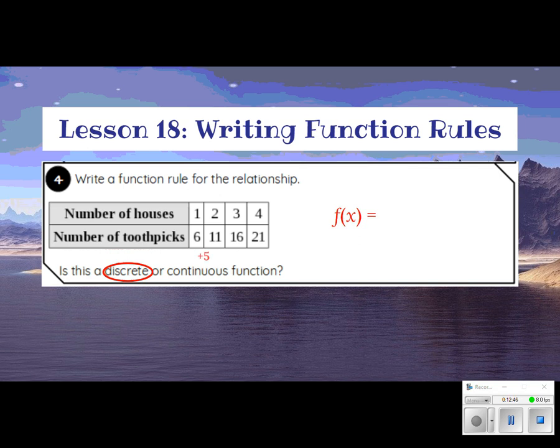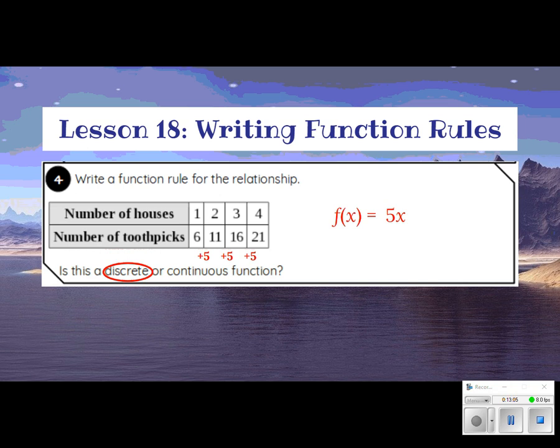And now let's see how the y values are changing. 6 to 11, add 5. 11 to 16, add 5. 16 to 21, add 5. So it looks like I'm adding 5 each time. So that's going to be the coefficient on my variable x. So I'm looking at f of x equals 5x.